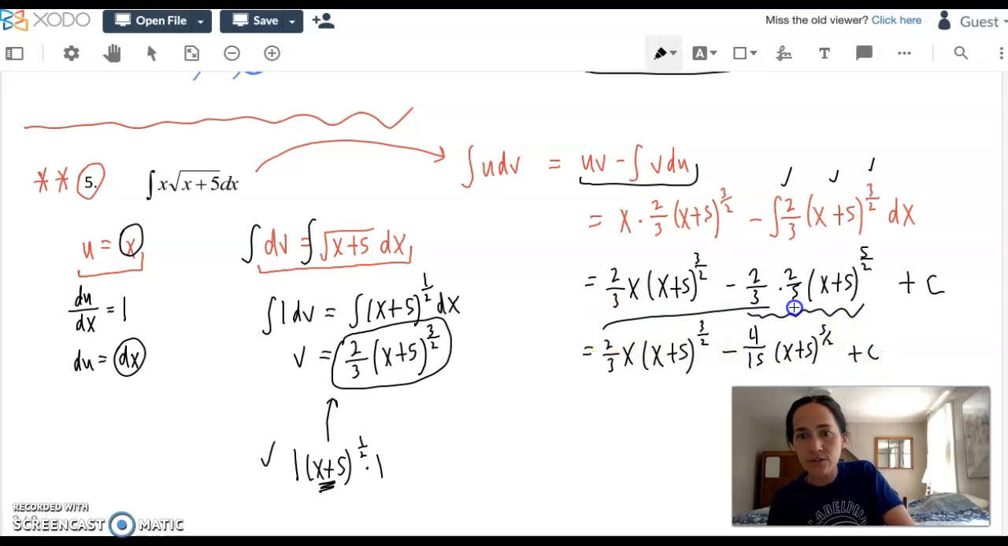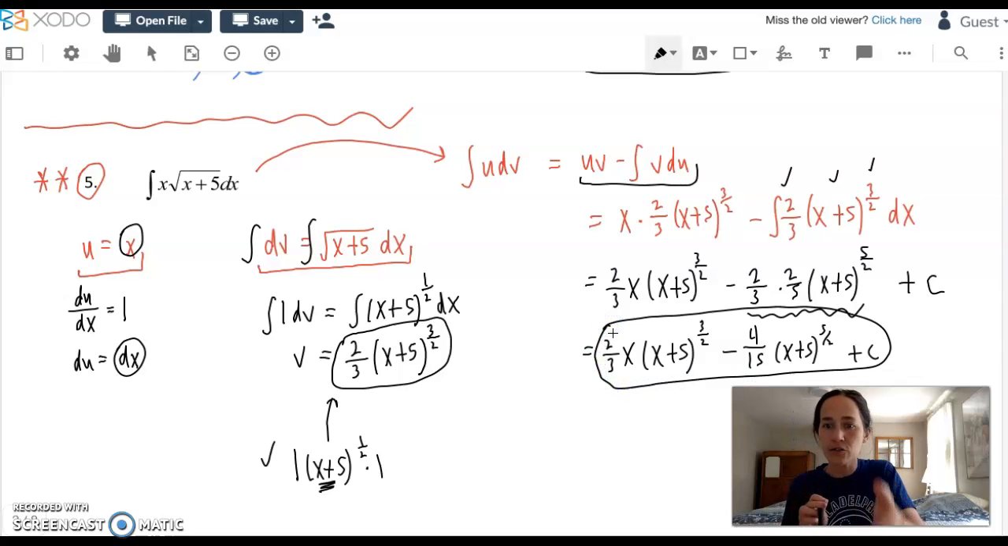This deserves some sort of maybe giving yourself a pat on the back or me giving you a virtual handshake. These are some of the most complicated antiderivatives we've ever taken before, and integration by parts is what's really going to help.